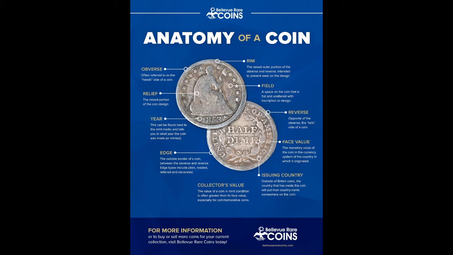Year, pretty self-explanatory. Reverse, opposite of the obverse, tail side. Face value, monetary value. Edge, outside border of a coin. Edge types include plain, reeded, lettered, and decorated. Issuing country. Okay, so that's the main breakdown of this image.